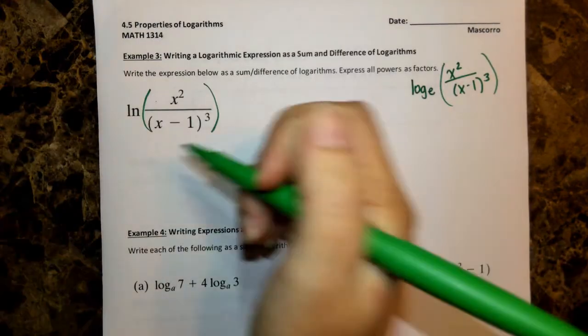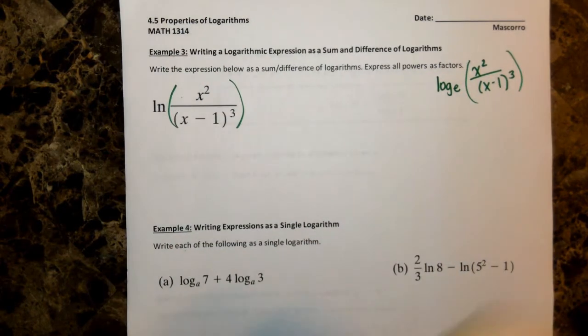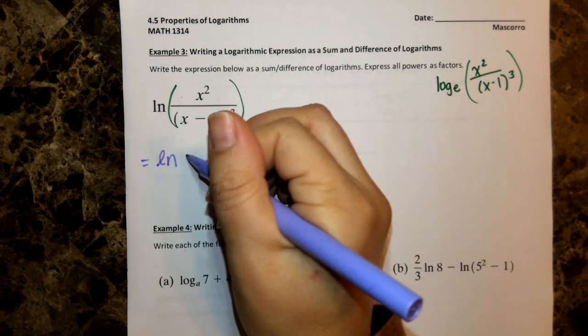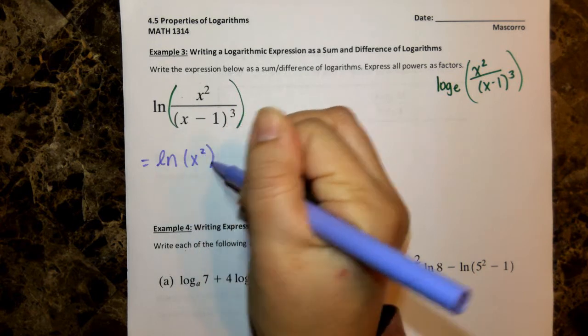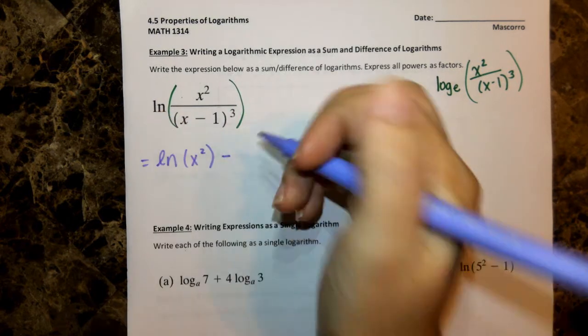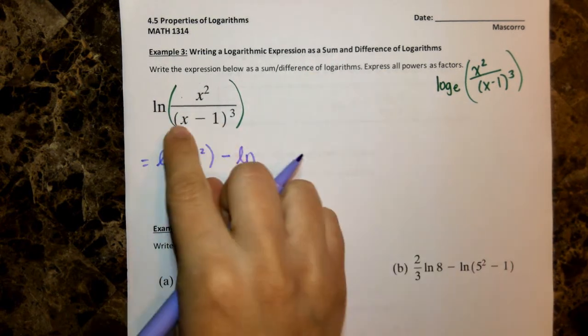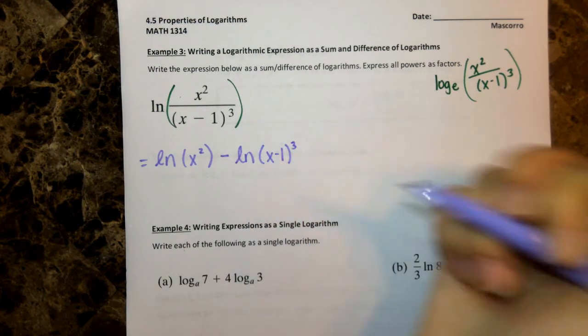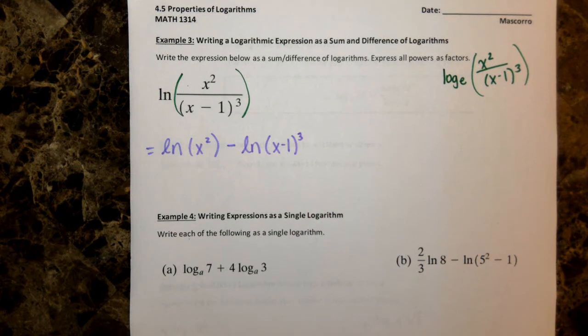So I'm going to go ahead and rewrite this problem as the natural log, ln, of the numerator, which is x squared, subtract the natural log of the denominator, which is x minus 1 to the third power. Okay. All right, so I've done that.